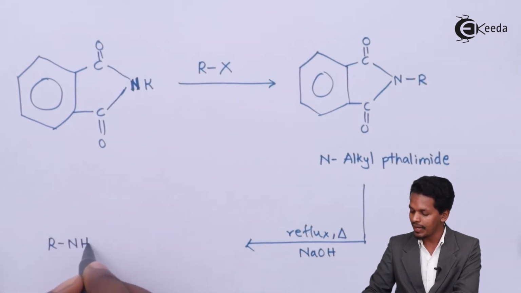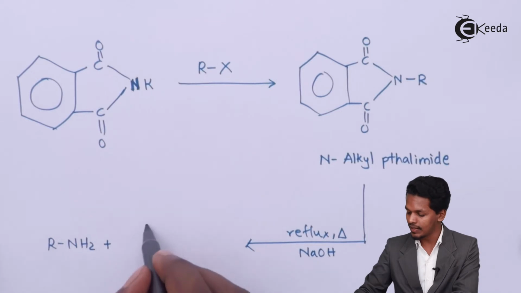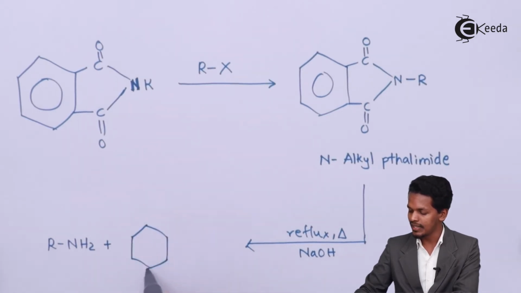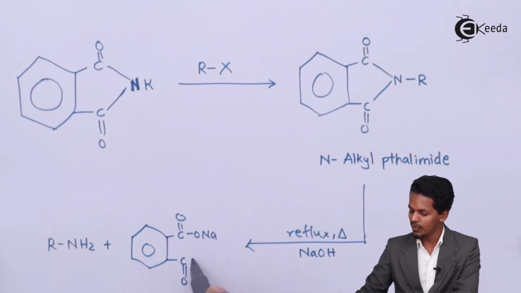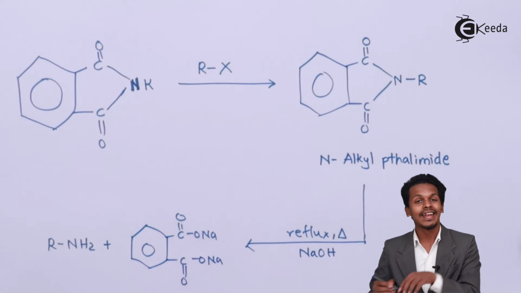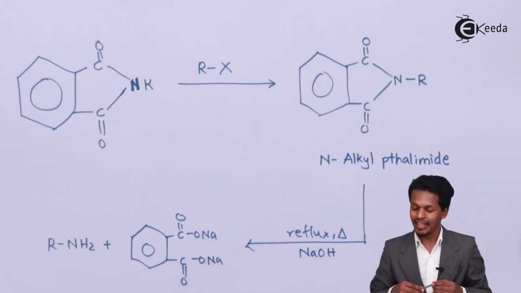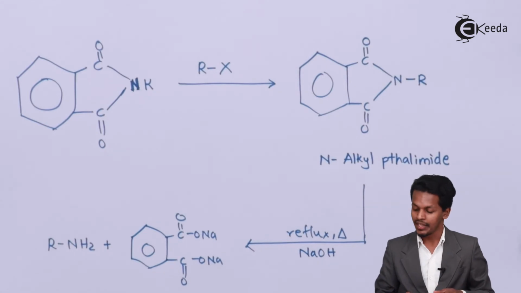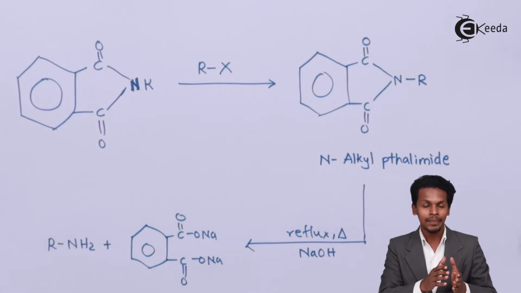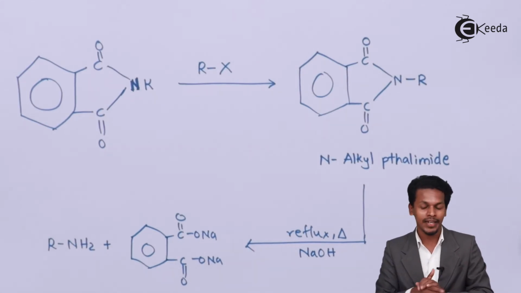Along with it we get a byproduct, which is a benzene with C double bond O, ONa, and here also C double bond O, ONa, which is known as the disodium salt of phthalic acid. So this is the product that we have got, and that is a primary amine. This is how we can convert a phthalimide into a primary amine.